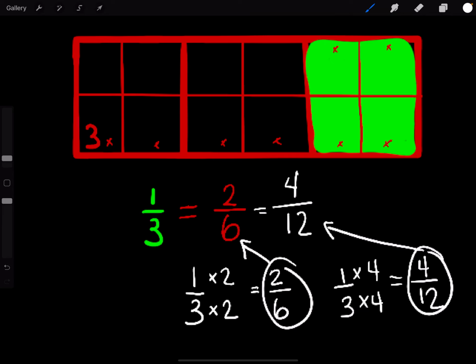So if we have 1/3, and let's multiply it by, say, 6, what do you think that equivalent fraction would be? Talk in your groups. Figure it out. See if you got it.